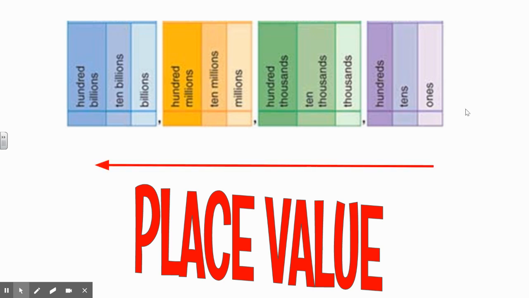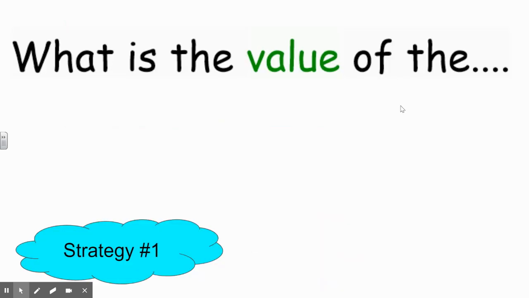We know that we always park first in the ones place. And as we move to the left in the place value parking lot, those spots are worth more. So if a digit is parked in the 100,000s place, it is going to be worth more than if it is parked in the tens place. And so now we need to take those two ideas and put them together.